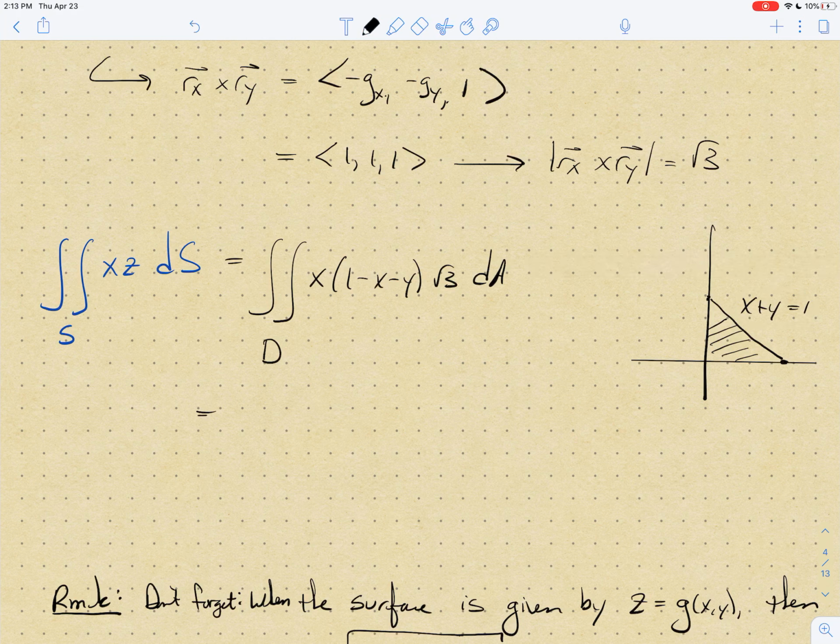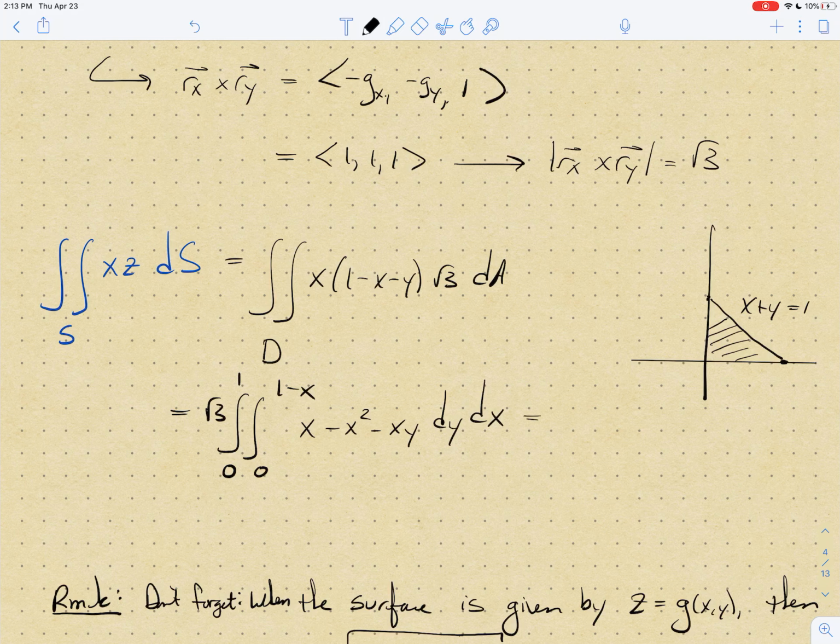And so I'll cut this vertically first. I'm going to cut this as a type 1. I'm going to get the integral where y goes from 0 up to 1 minus x. Please check, x goes from 0 to 1. All of this you can check yourself. Let's pull the root 3 out. And we'll put a root 3 out here, and then let's push the x through, and so I get x minus x squared minus xy, dy dx. This one is one you can work out.